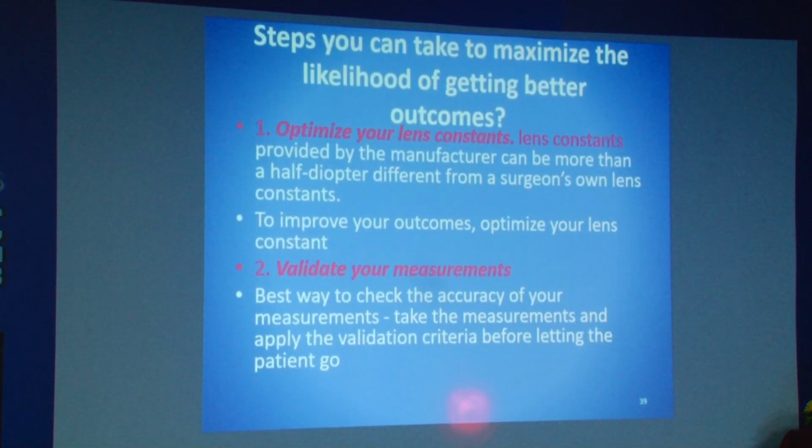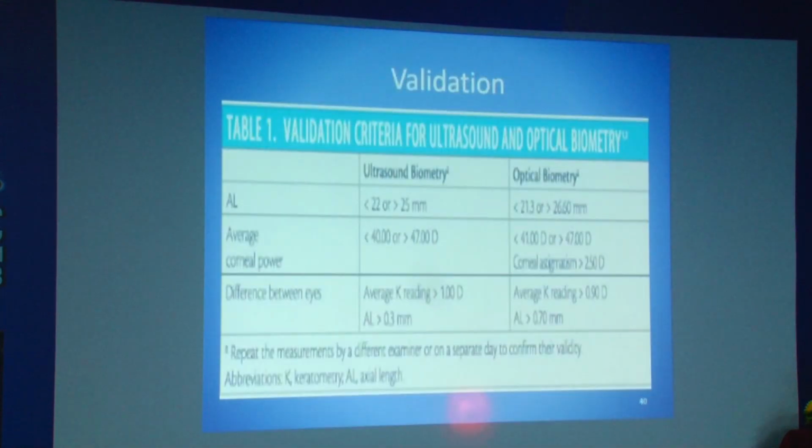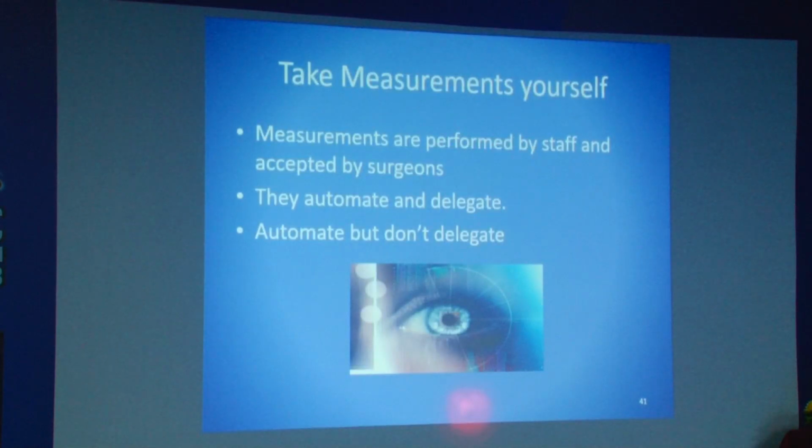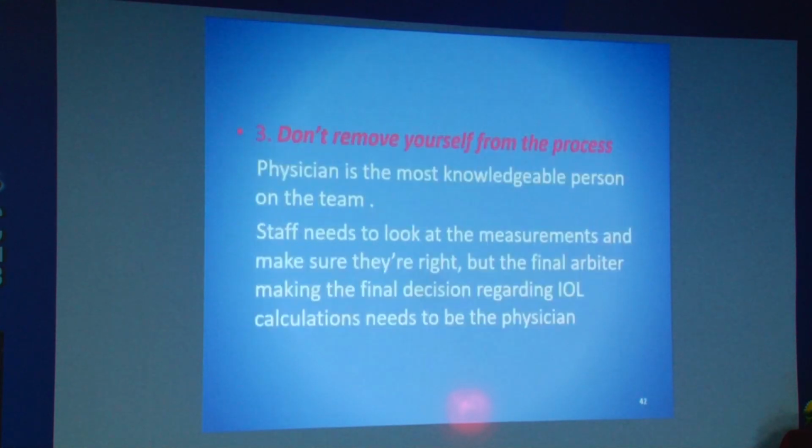Please optimize your lens constants, and validate your measurements if your readings are beyond the normal. That is, if your axial length is extreme, less than 22 or more than 25, or keratometry less than 40 or more than 47. So take measurements yourself, because the ophthalmologist is the most important and knowledgeable part of the team. Don't delegate it to your optometrist, particularly in premium IOLs and VIP patients.